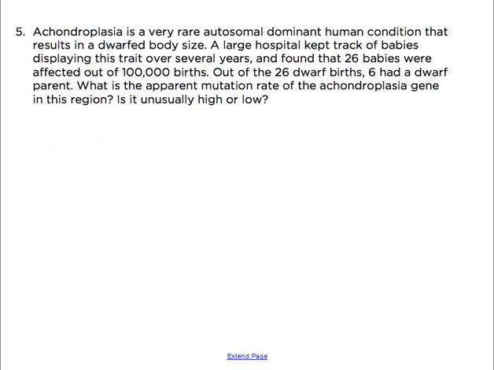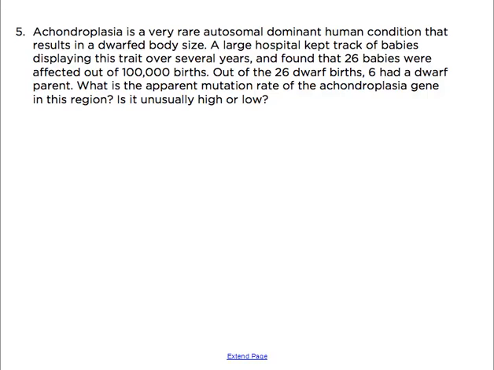Question 5. Achondroplasia is a very rare autosomal dominant human condition that results in a dwarfed body size. A large hospital kept track of babies displaying this trait over several years and found that 26 babies were affected out of 100,000 births. Out of the 26 dwarfed births, 6 of them had a dwarfed parent. What is the apparent mutation rate of an achondroplasia gene in this region? Is it unusually high or low?